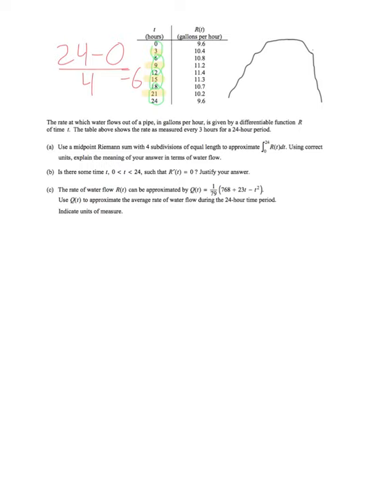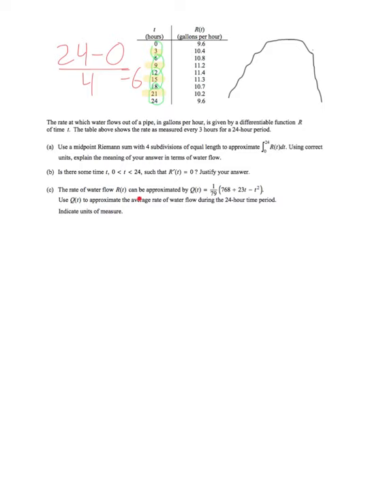Now in part C, it says the rate of water flow can be approximated by this function. So they gave us these values that are also the rate of water flow, but now they're saying, well, in addition to this table of values, we also can use this function. Now the function is an approximation, where the values are exact here, taken as a measurement every 3 hours. So it says use Q of t to approximate the average rate of water flow.